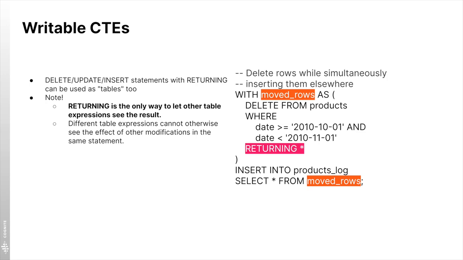So in this particular example, if we do with moved rows delete from products returning, then the products that match the expression and get deleted will be what is contained in moved rows, and the query will then insert that into a different table. So that's a way to move data between tables in a single expression.